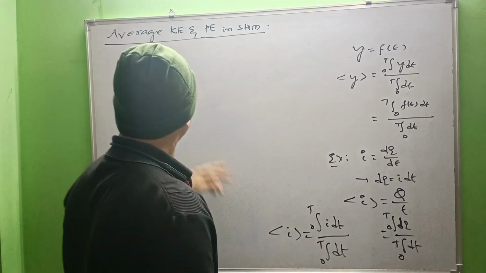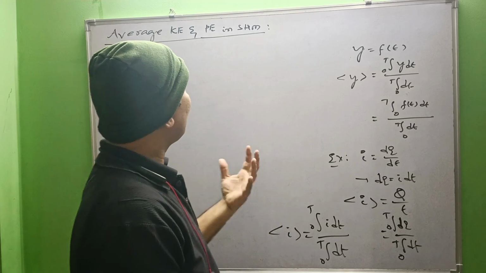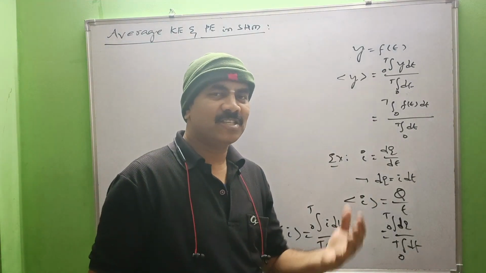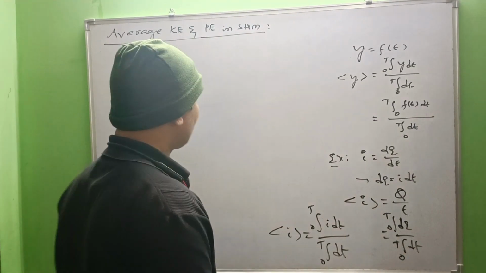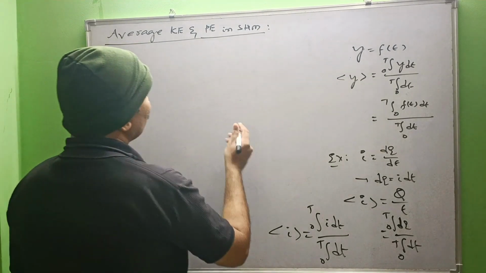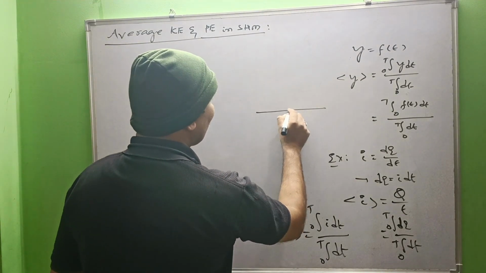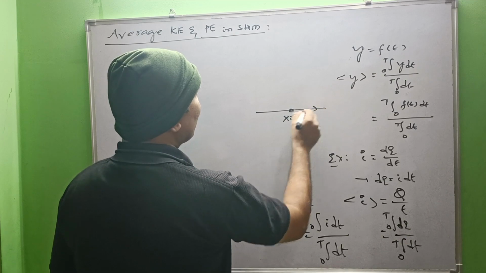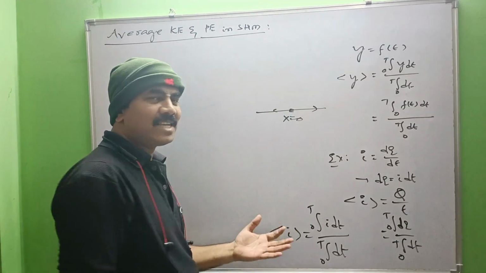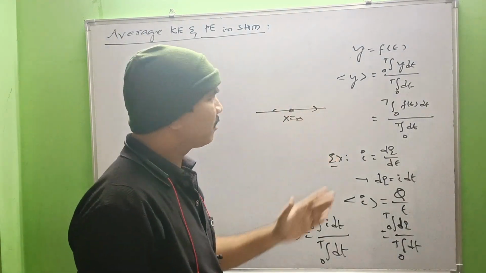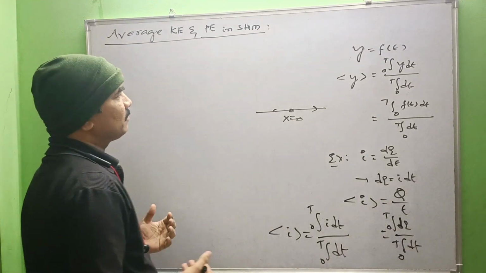In the same way, average kinetic energy and average potential energy in case of simple harmonic motion, right? So during the oscillation of the particle about x equal to 0 on either side, kinetic energy as well as potential energy changes. Now what is the average value?